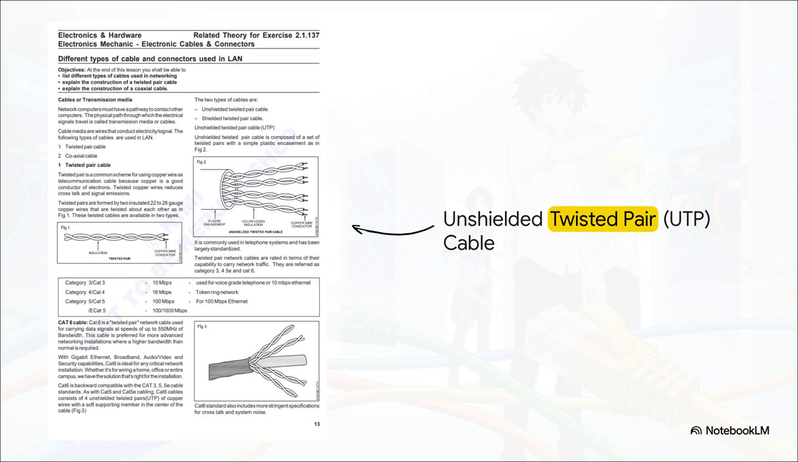The design here is remarkably simple, but honestly, it's brilliant. We're looking at two 22 to 26 gauge copper wires twisted around each other. But why the twist? Well, twisting those copper wires physically reduces crosstalk and signal emissions. It's just a really elegant engineering solution to keep that data stream crystal clean.